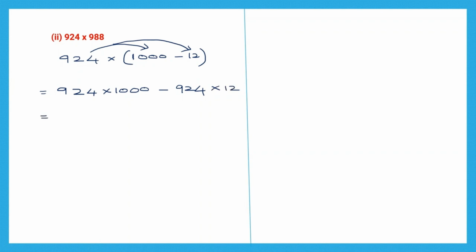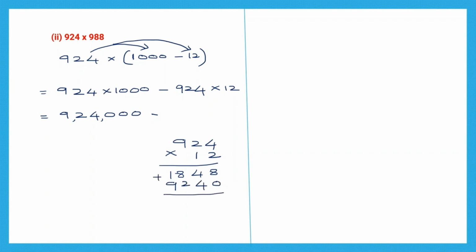So let's do that. 924 into 1000: 924, and add 3 zeros, 1, 2, 3. So what have I got? I've got 9,24,000. Now here, minus 924 into 12. Let's multiply that. 924 into 12. 2 4s are 8, 2 2s are 4, 2 9s are 18, 0, 1 4s are 4, 1 2s are 2, 1 9s are 9, plus 8, again 8, 8 plus 2 is 10, carry 1, 9, 10, 11.